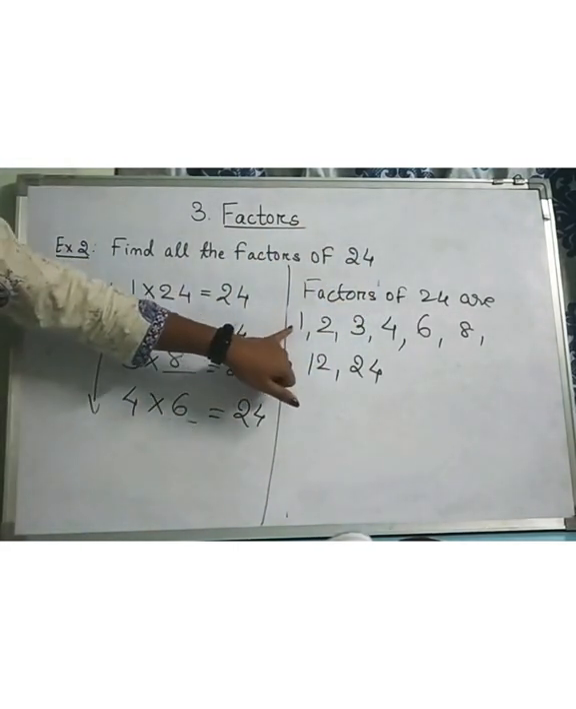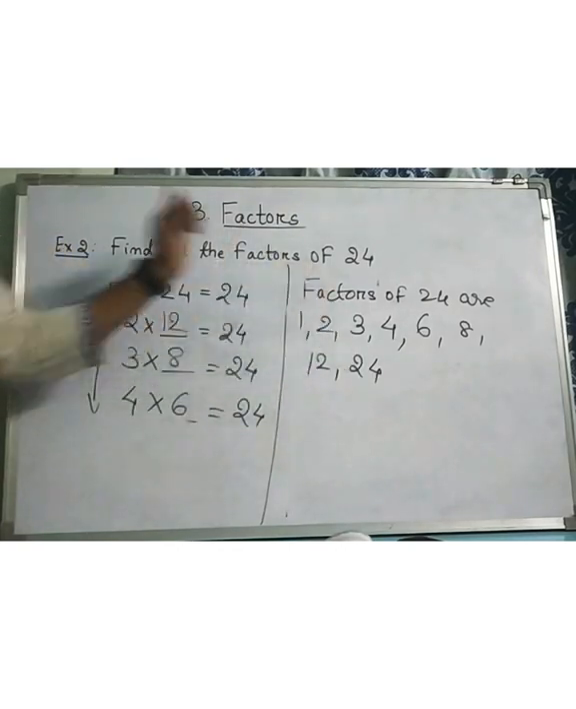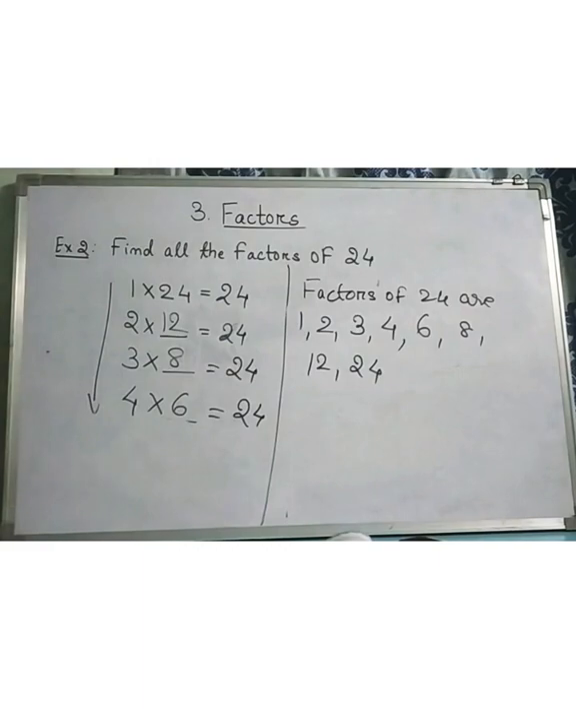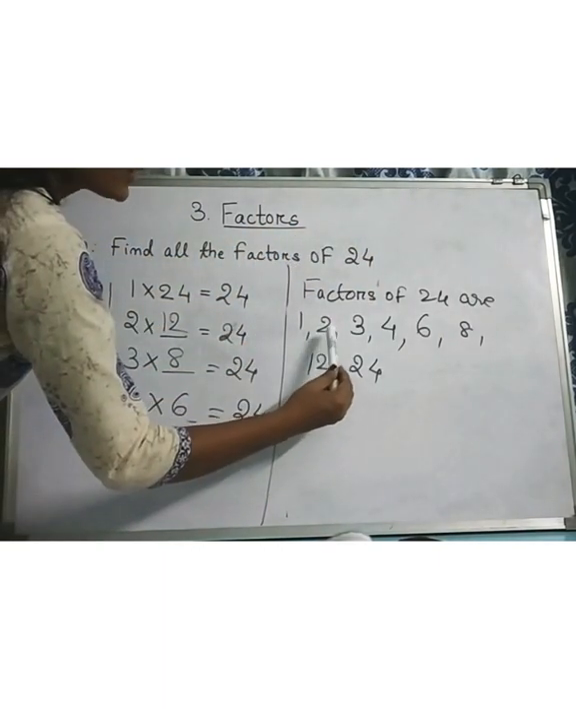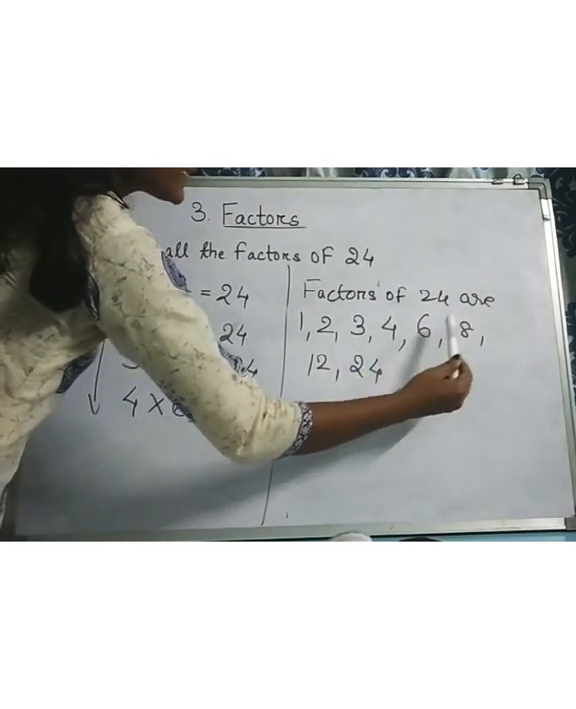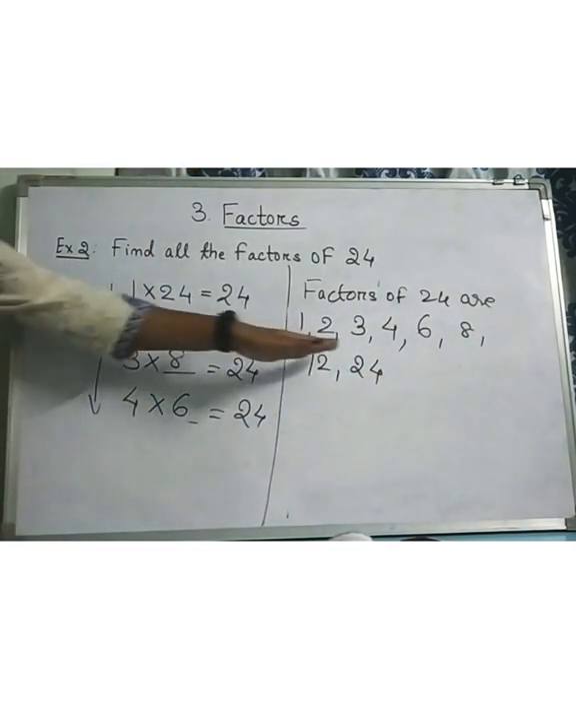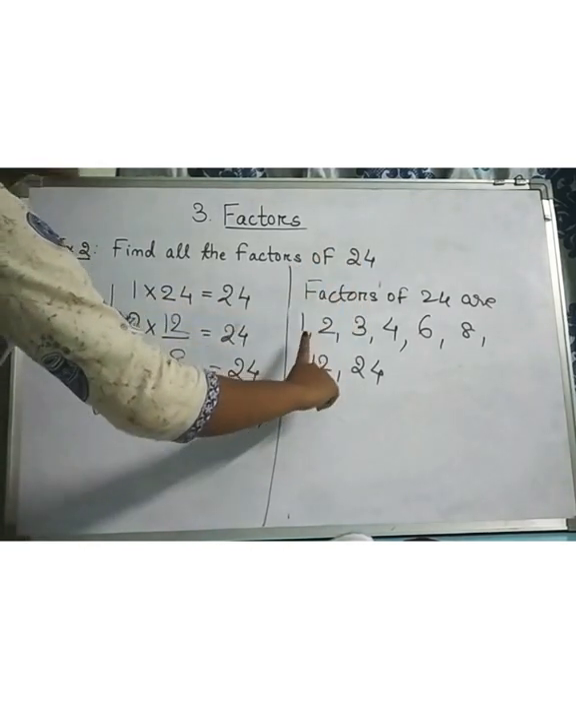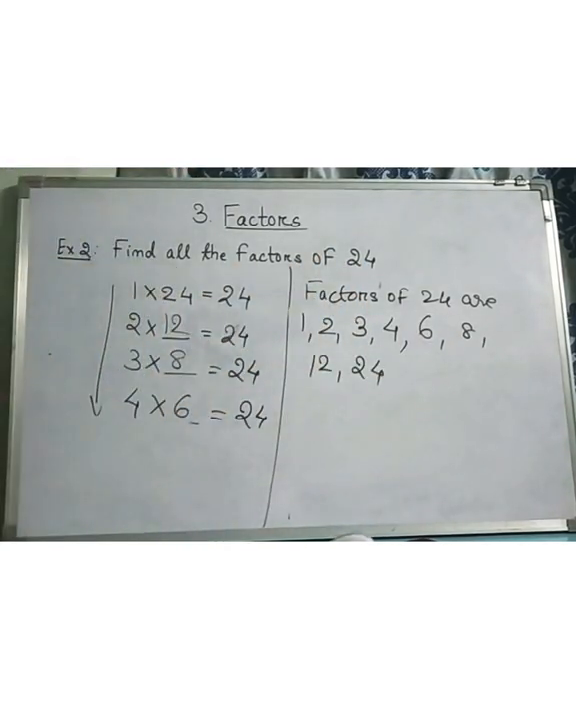Here we can see one more thing: 1 is the least factor and 24 is the greatest factor of 24. And the other factors that we got, 2, 3, 4, 6, 8, 12, all these are factors of 24. 24 is divisible by all these numbers. So in this way we have to find the factors of a given number.